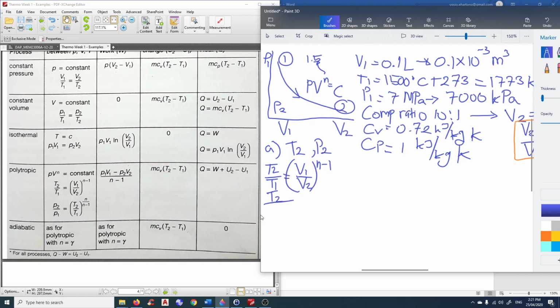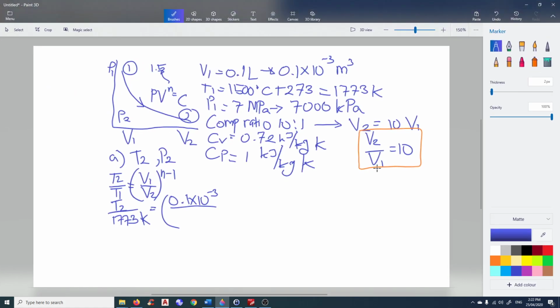We know T1 is 1773 Kelvin. V1 is 0.1 times 10 to the power negative 3. V2, remember we discussed V2. V2 is 10 times V1. Alright?